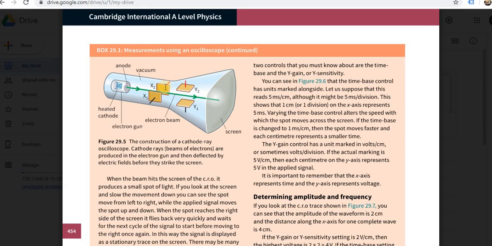Then the electron is deflected towards the positively charged plate. So we have two plates here, one is positively charged, one is negatively charged. Negative and positive attract, therefore the electron gets attracted to the positively charged plate and is repelled by the negatively charged plate, because negative and negative repel.